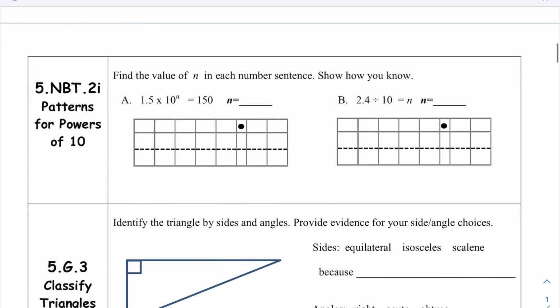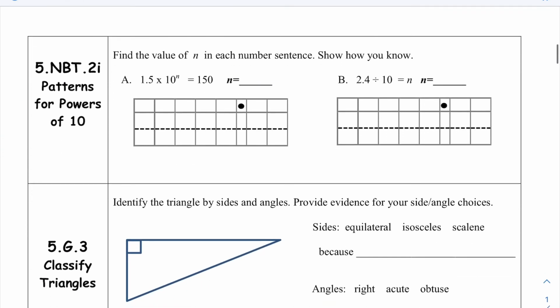5.NBT.2, patterns for powers of 10. Find the value of n in each number sentence. Show how you know. This is very similar to a question that we were working on before. When we multiply by powers of 10, the digits shift to the left or to the larger place values. When we divide by powers of 10, the digits are going to shift to the right or the smaller place values. So I have 1 and 5 tenths multiplied by 10 to the nth power.